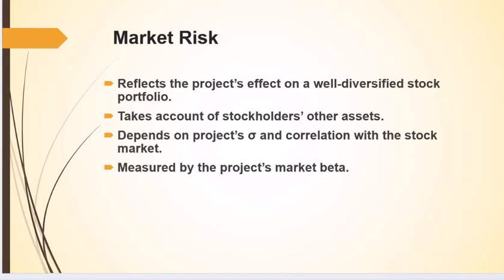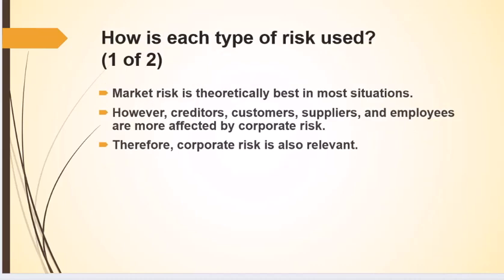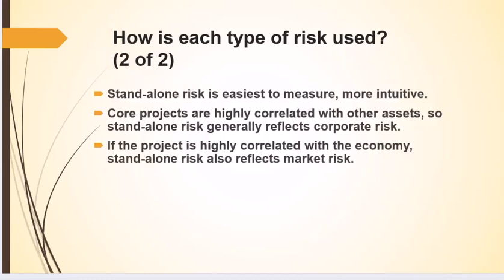So what is it that we use? Market risk is theoretically the best risk in most situations. But this ignores creditors, customers, suppliers, and employees. They're really more interested in corporate risk. So corporate risk is also relevant when you're considering projects.